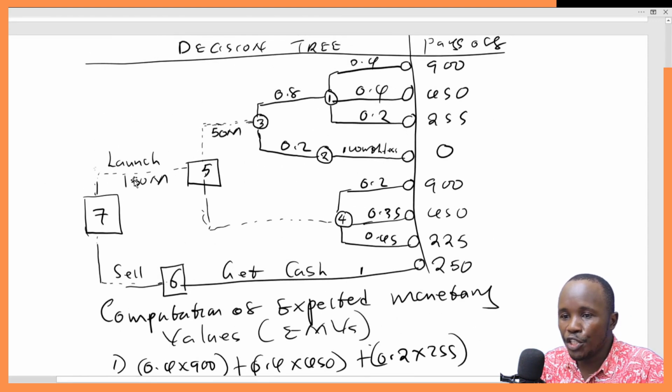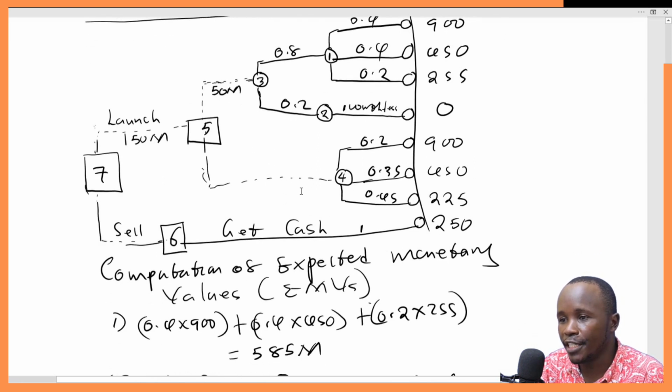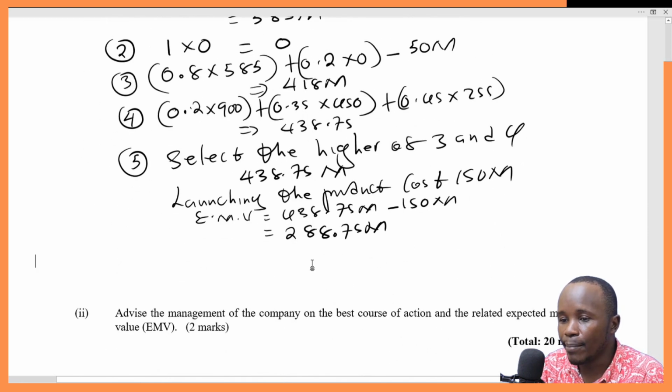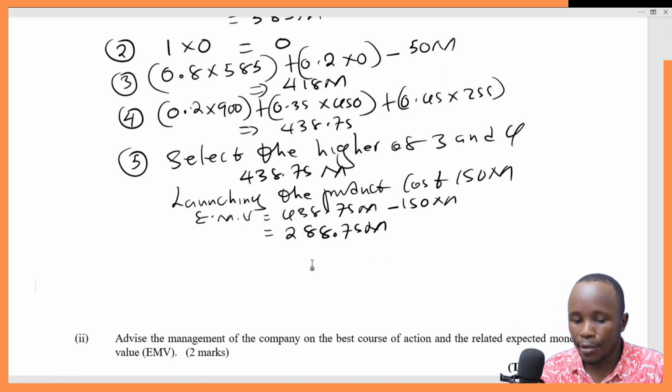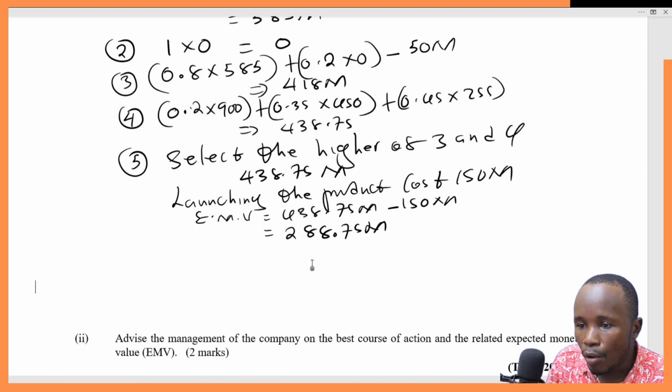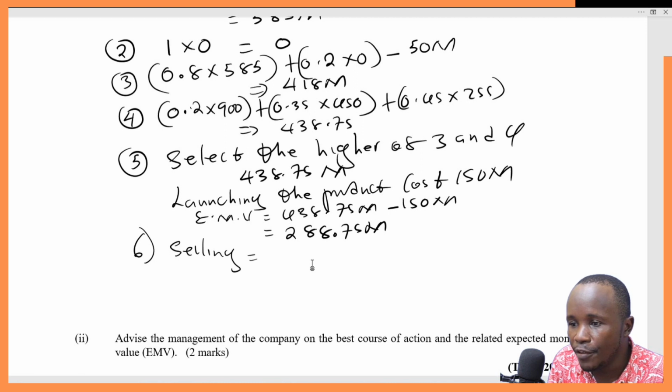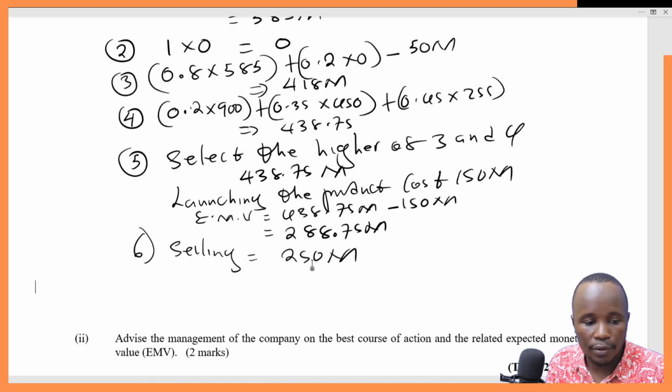Here we are saying you launch the product, you incur a cost of 150 million, and these broken lines, I'm choosing the one that has the highest expected monetary value, and I found that not testing the product will give me the highest expected monetary value. Then I should subtract the cost of launching the product. Now you come to number 6. Selling the product will give you 250 million.